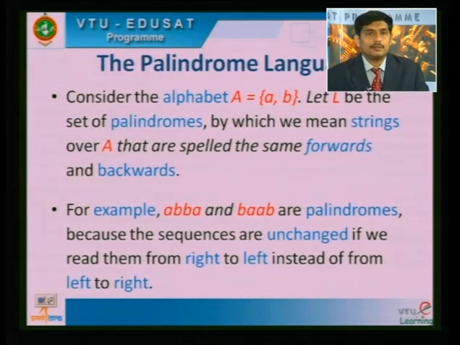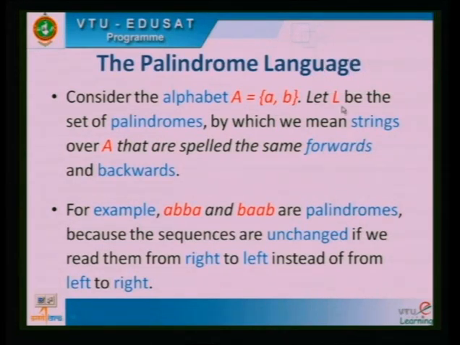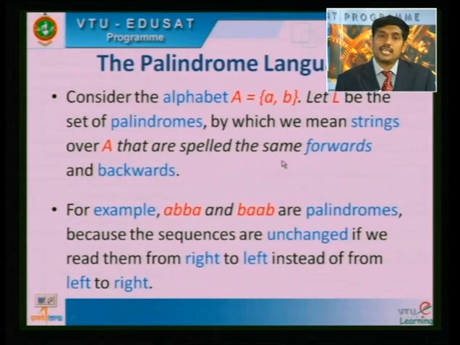Next, there is another example, that is palindrome language. Consider the alphabet A equals the set {a, b}; this is related to sets also. Let L be the set of palindromes, by which we mean strings over A that are spelled the same forwards and backwards.